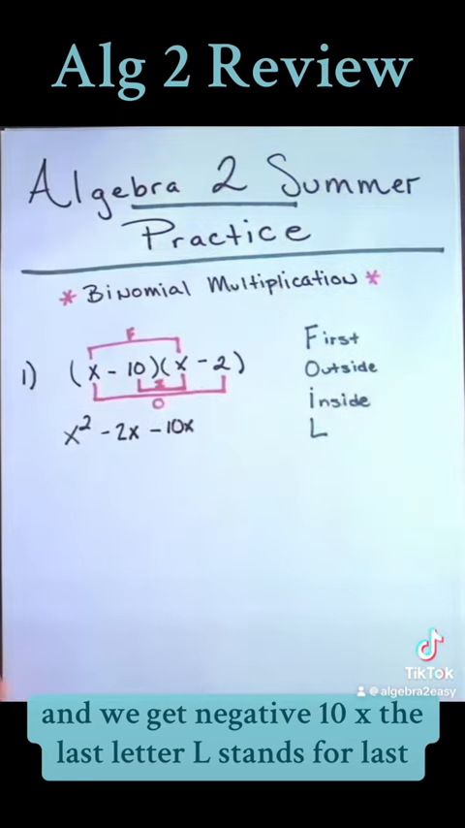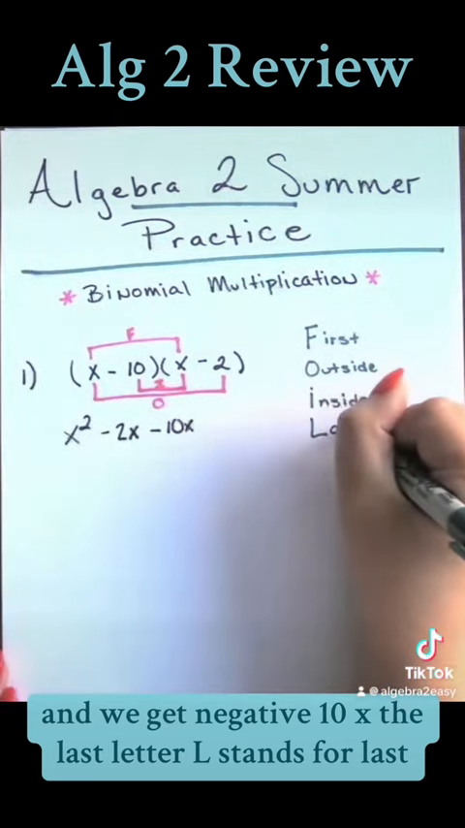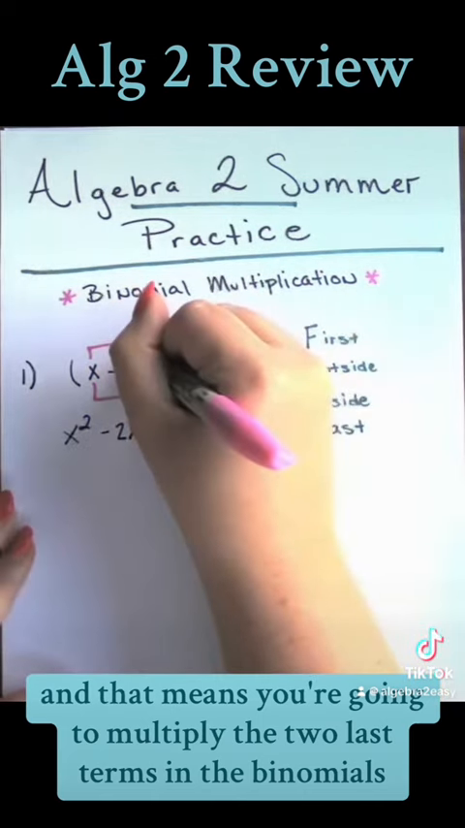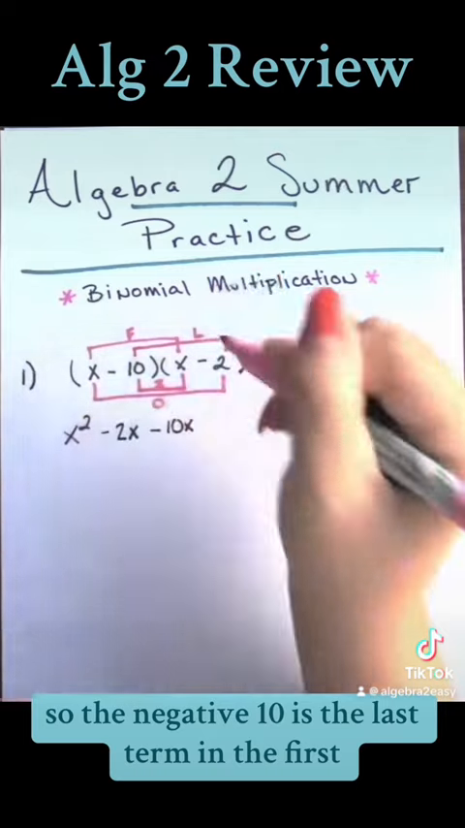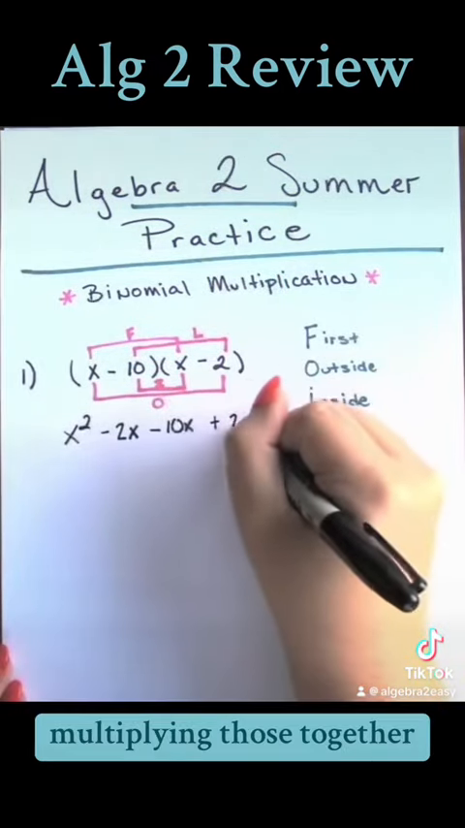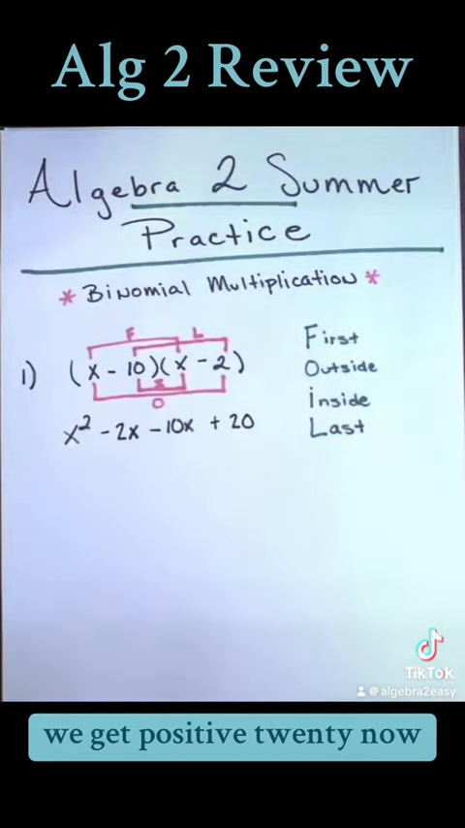The last letter, L, stands for last. And that means you're going to multiply the two last terms in the binomials. So the negative 10 is the last term in the first, and the negative 2 is the last in the second. Multiplying those together, we get positive 20.